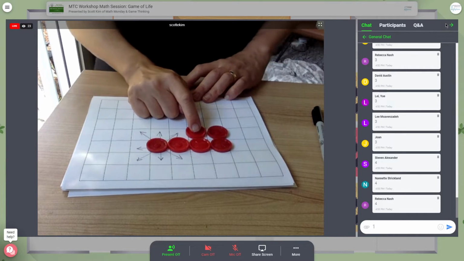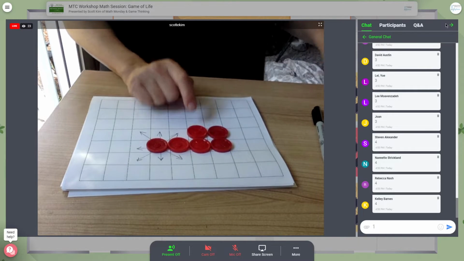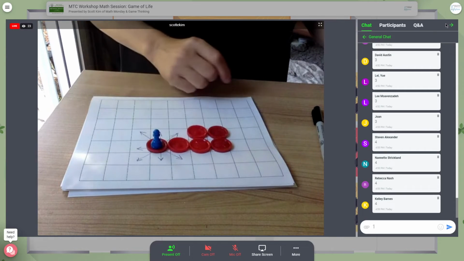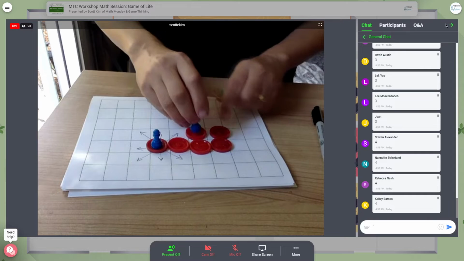That's right, 4. And so if a checker has 4 or more neighbors, it's going to die on the next generation. So this one's going to die of loneliness. This one's going to die of overcrowding.